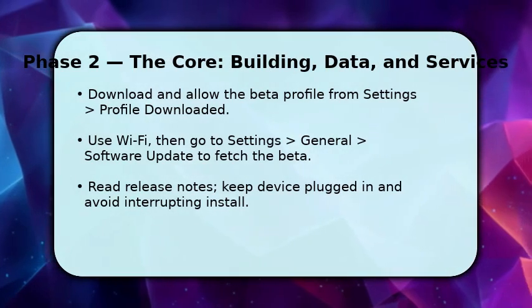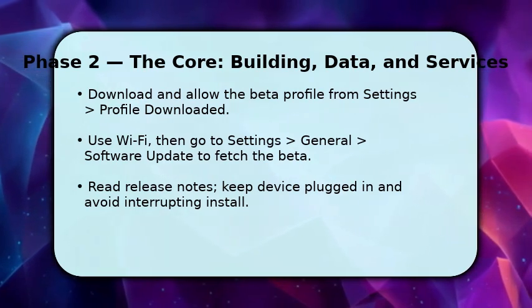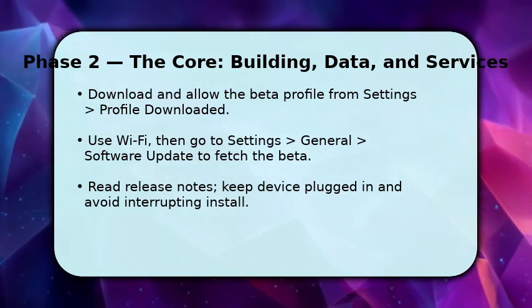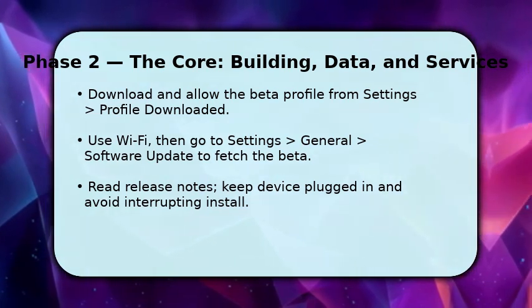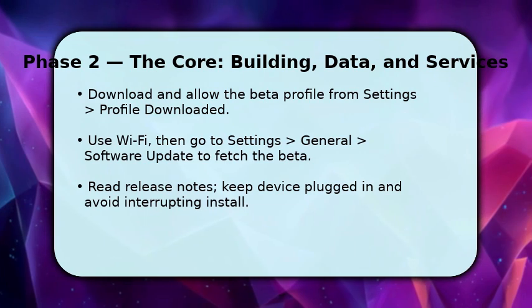Next, download and install the beta profile. Choose the profile delivered to settings and tap Install. You may need to restart. Once done, make sure you're on Wi-Fi, then open Settings, General, Software Update.